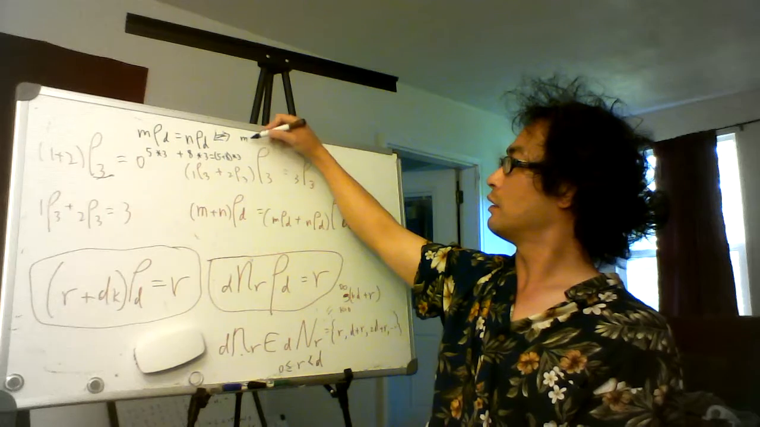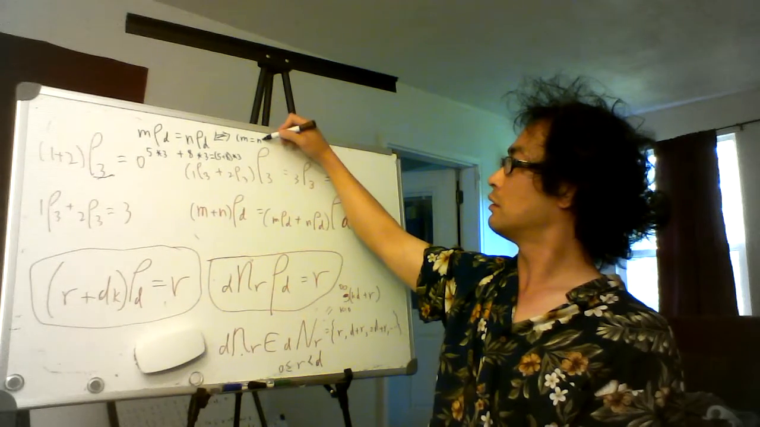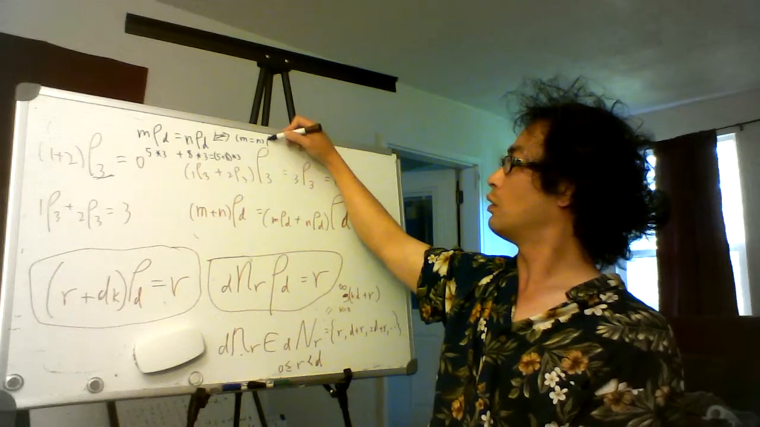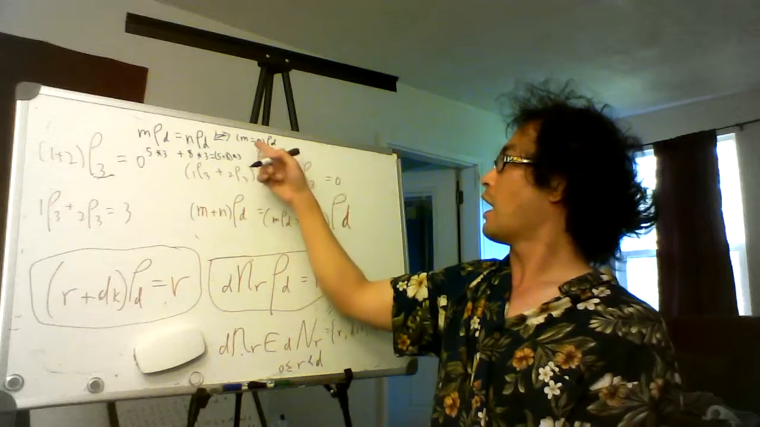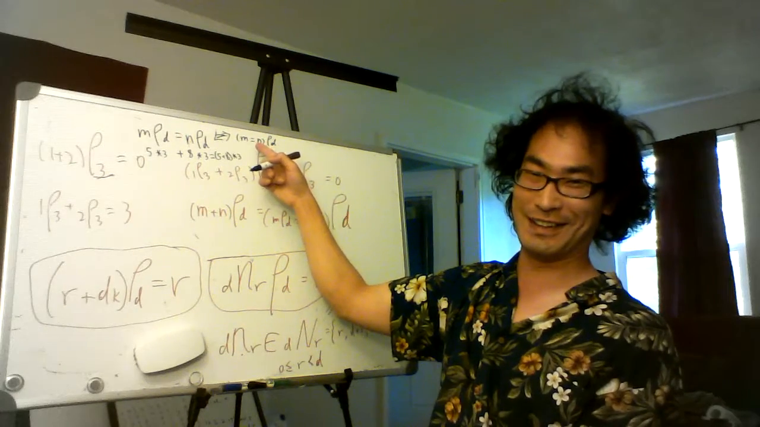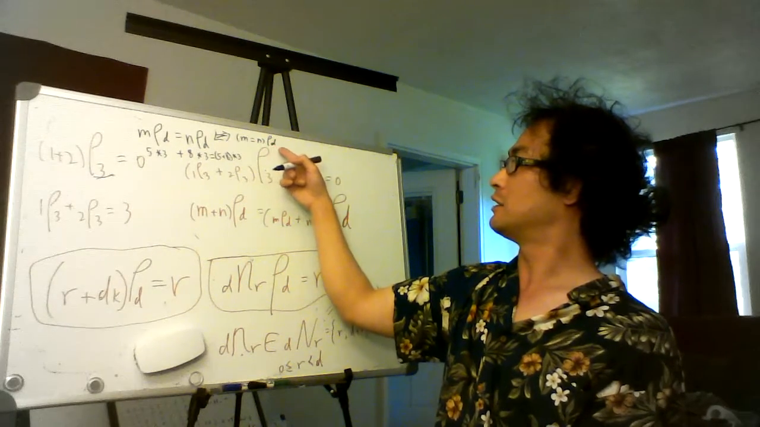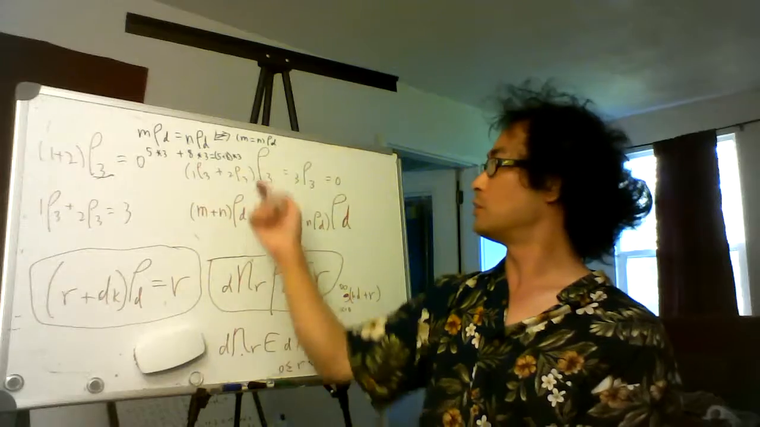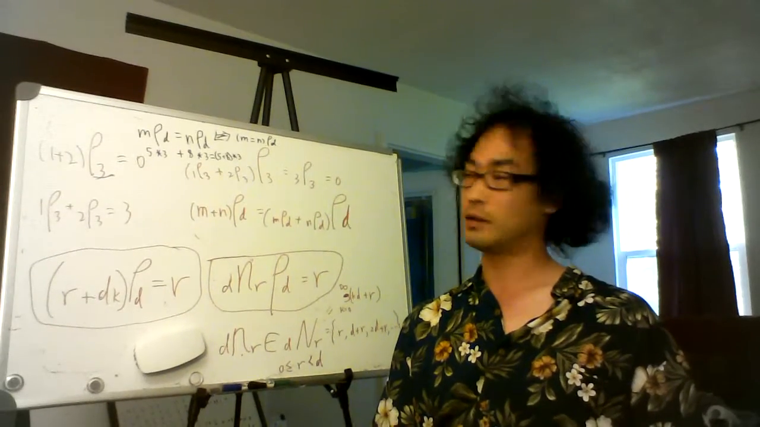M is equal to N rho D. It's like M triple horizontal symbol. M is congruent to N mod D. But this is more efficient notation for that.